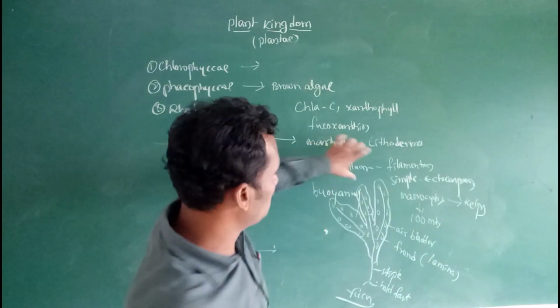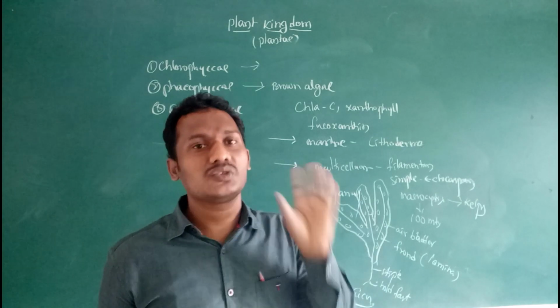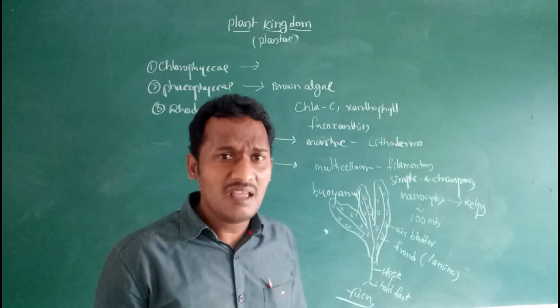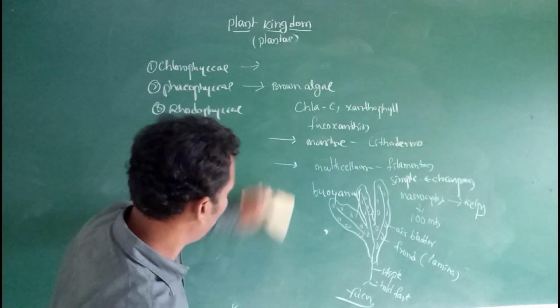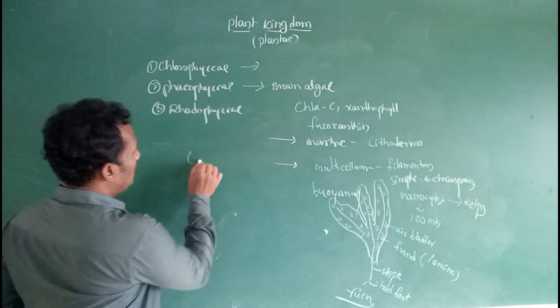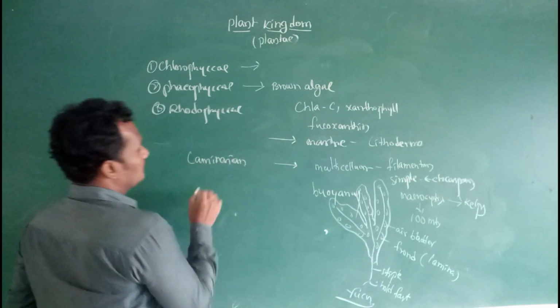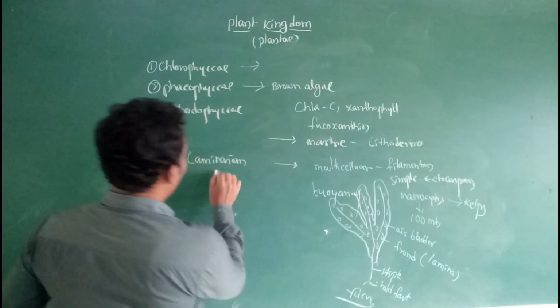The multicellular body of phaeophyceae members may be parenchymatous or pseudoparenchymatous. Then phaeophyceae members mainly store food material in the form of laminarin and mannitol.